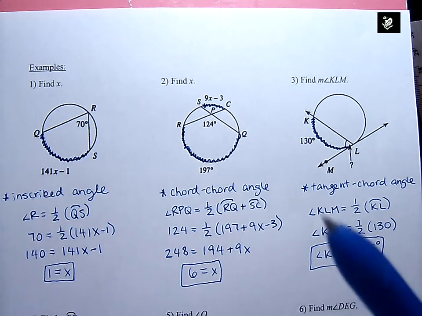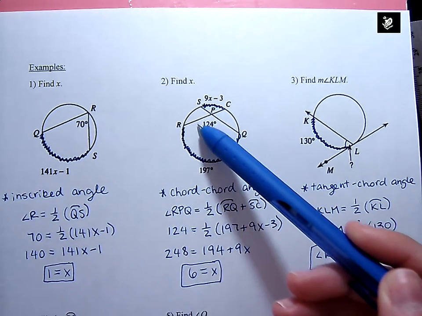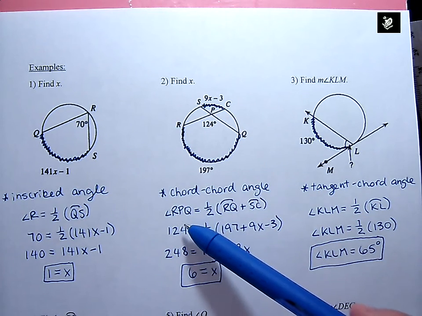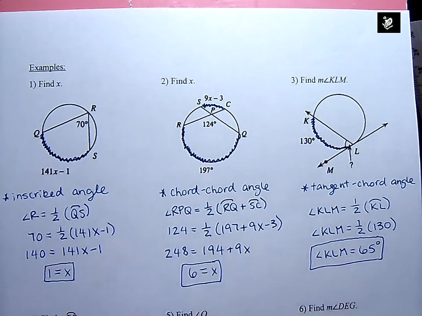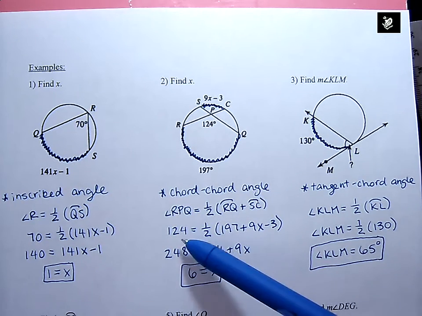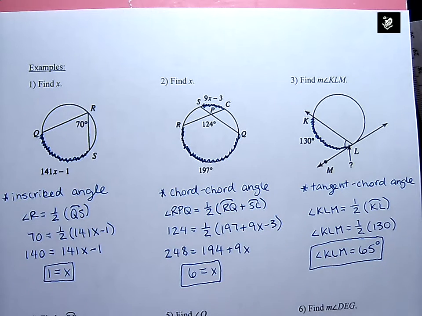For number 2, you've got two chords. You've got the chord angle 124 degrees. Remember, I said it kind of looks like a plus sign, so the measure of RPQ is half the measure of the sum of the two intercepted arcs. The intercepted arcs would be RQ and SC. So I multiply by 2 again to get rid of that half, combine my like terms, and you should get x equals 6.